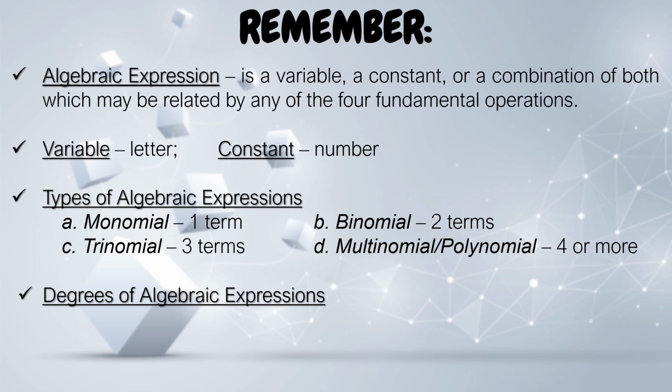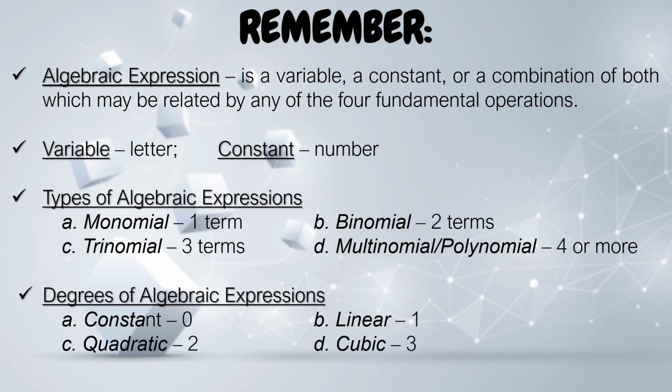Next is the degrees of algebraic expressions. Constant has 0 degree, linear is 1, quadratic is 2, cubic has the exponent of 3, quartic is 4, and the quintic has the highest exponent, which is 5.